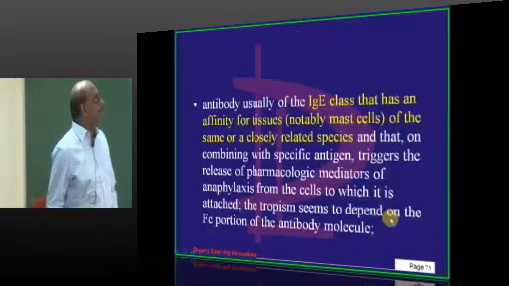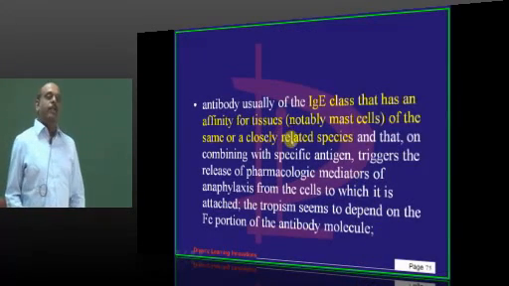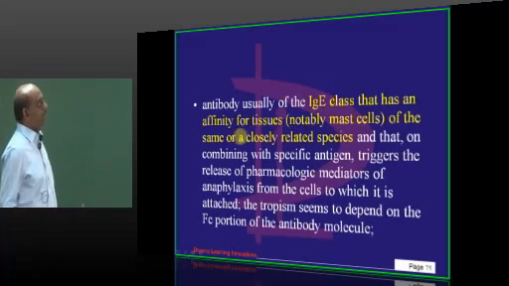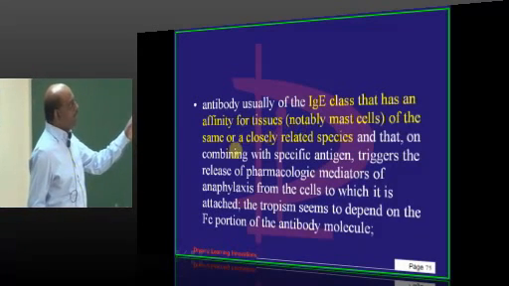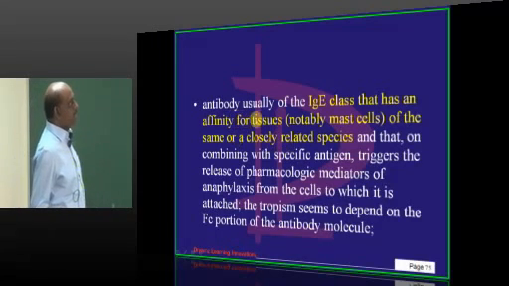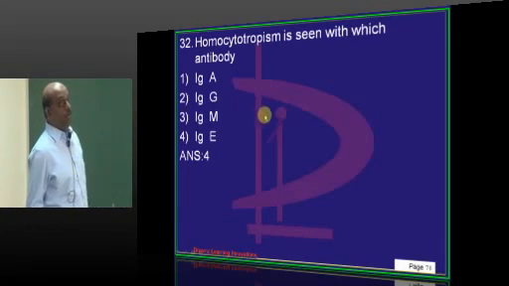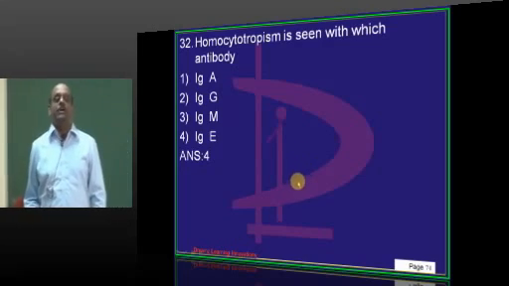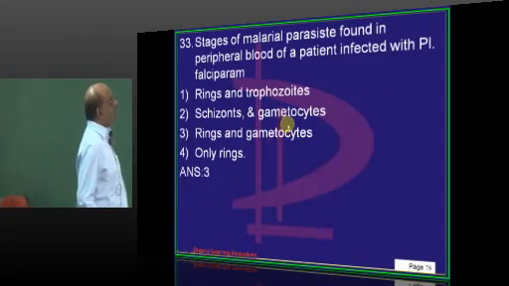Homocytotropism, इसका मतलब क्या होता है डॉक्टर? If you take the IgE class, it has affinity for the tissues of the same or a closely related species. It's called homocytotropism, is what you have to ultimately remember.